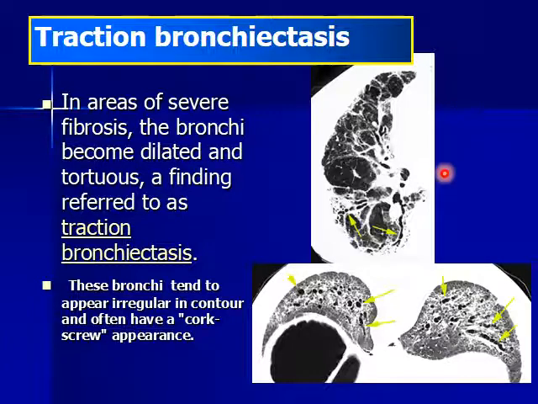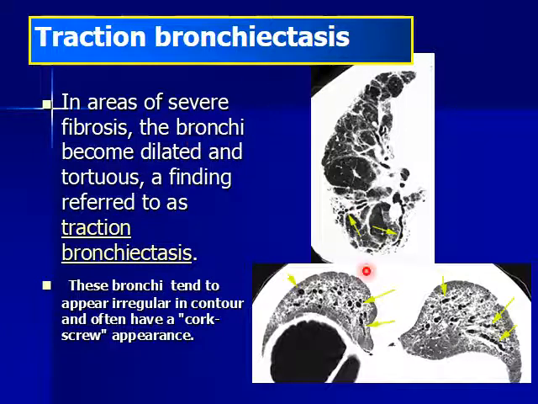Bronchiectasis or traction bronchiectasis is another sign of lung fibrosis. As I have told you, there are some sure signs that can tell us that we have lung fibrosis, including honeycombing, including irregular septal thickening and irregular fissures, and in addition, traction bronchiectasis.